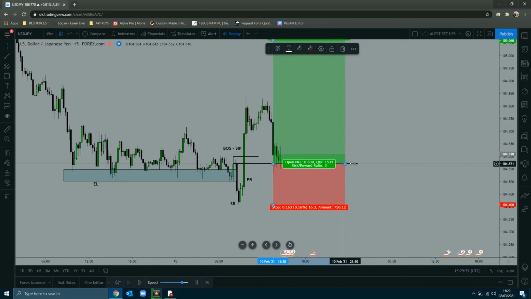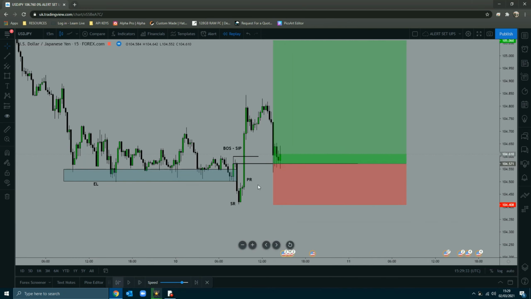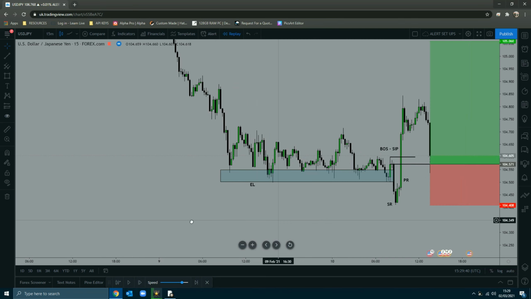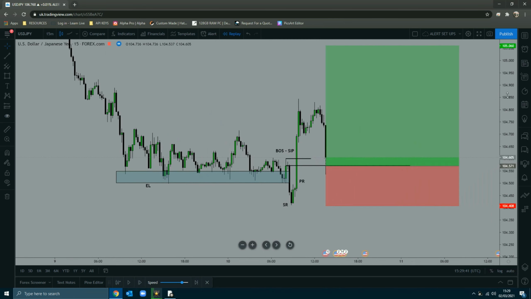RR. Okay. Now, as we said, we've got the entry on the retest, so that took place at this point here. This was in the New York session. This is a 15-minute chart, right? So you're going to be able to see now how it rolls into another day.